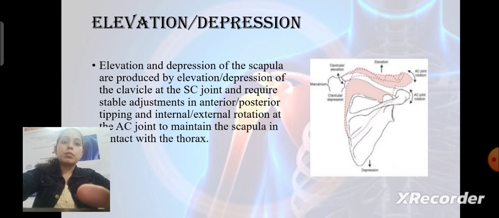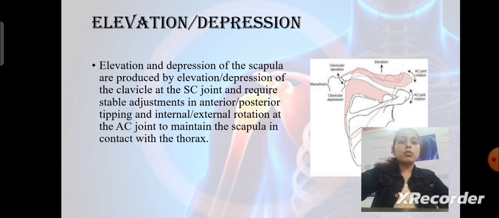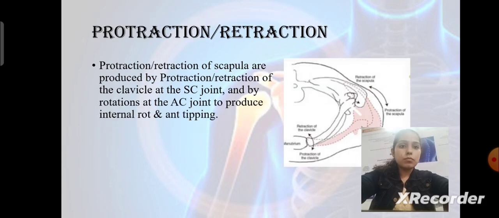Now, elevation and depression. Elevation and depression of the scapula are produced by elevation and depression of the clavicle at the SC joint and require stable adjustment in anterior and posterior tipping and internal and external rotation at the acromioclavicular joint to maintain the scapula in contact with the thorax. Now, protraction and retraction. Protraction and retraction of the scapula are produced by protraction and retraction of the clavicle at the SC joint and by rotation at the acromioclavicular joint to produce internal rotation and anterior tipping.